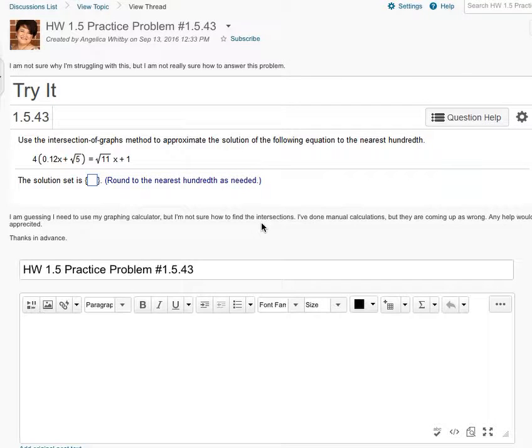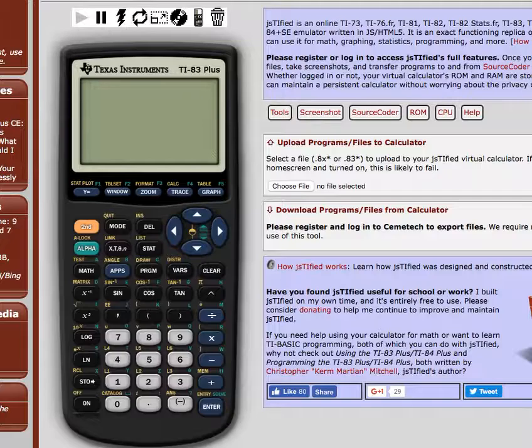I just wanted to give you some tips on how to set a problem like this up in the calculator and then solve it. So when you're setting it up, you actually need to plug in two different functions. One function will be the left side and one will be the right. So let's do that in the calculator here real quick.